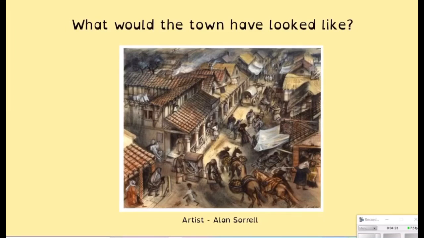So what would the town have looked like? This is an artist's impression. This is a painting that was done by Alan Sorrell, and this is his impression of what he thinks Roman Londinium will have looked like. Now, he based his art on a lot of research from archaeologists, so it's probably fairly accurate, and you can see quite smoky, the buildings close together, but very Roman influence with the tiled roofs and the shape of the buildings.